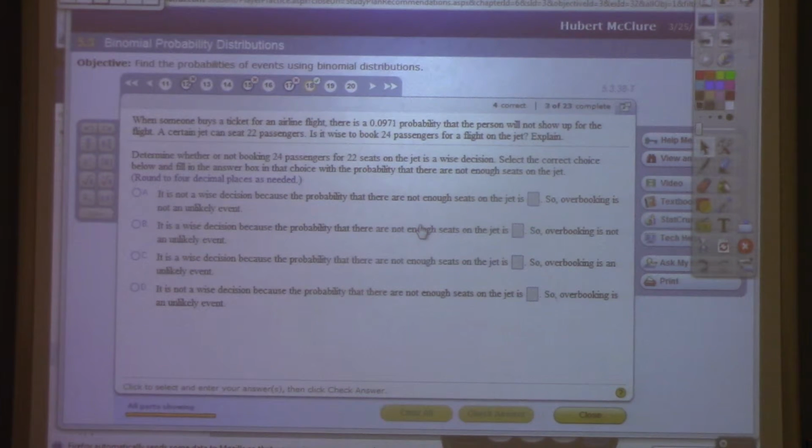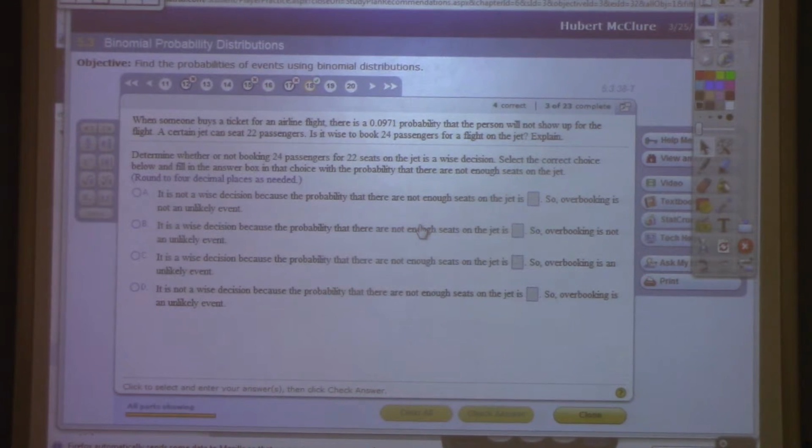And then what's your x going to be? Your x is going to be 24 and 23. Why? Because that's the number of seats that are what? Over 22. You can only put 22 on the plane. You want to know the probability of the 24th person showing up and the 23rd person showing up. That's what you want to know. And that's why you do it that way.